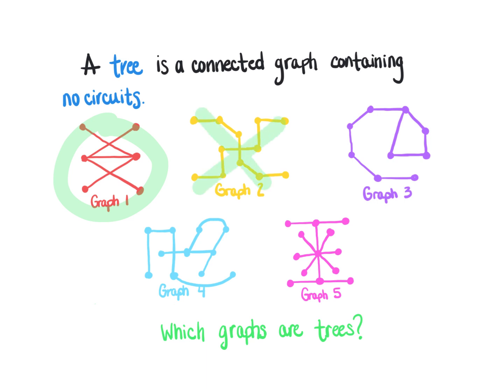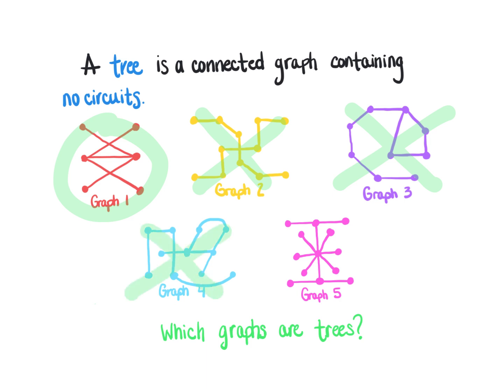Looking at graph number 3, it's pretty quick and easy to see that this graph does have a circuit. There is a way we can traverse around and get back to where we started. And so graph 3 is not a tree. For graph number 4, this graph here actually is not connected. This piece that I'm tracing is separate from this one. And we also have a circuit on this part of the graph right here. And so this one fails on both aspects of being a tree. So that one is not a tree.